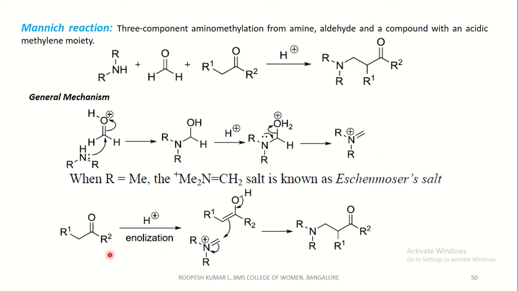And in the next step, this active methylene moiety in the presence of acid gets enolized to form this one. This is an enol. This loses a proton to form a carbon oxygen double bond, and this double bond attacks the Eschenmoser salt, which neutralizes the positive charge on the nitrogen to form the corresponding adduct, which is a Mannich base. This is called a Mannich base. That is, here the amino group is methylated here.